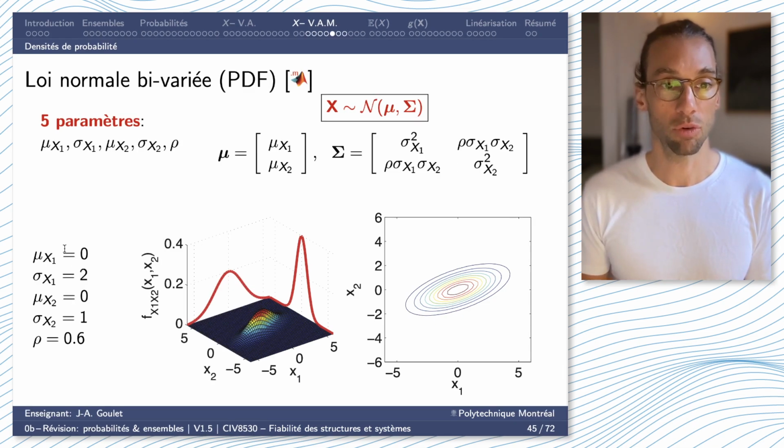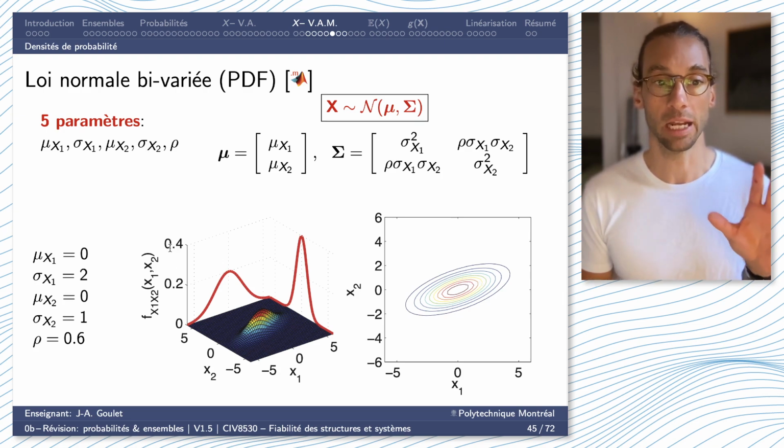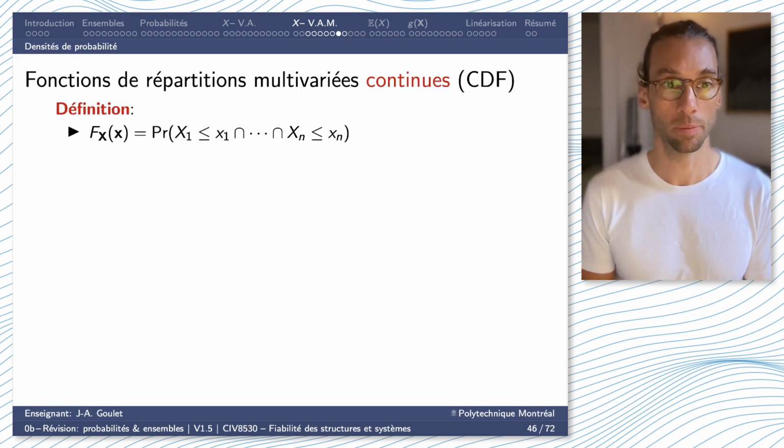And we can see that for these values, where mean values are 0, standard deviation of x1 is 2, standard deviation of x2 is 1, and my correlation coefficient is 0.6, it gives me these marginal PDFs for x2, for x1, and my joint PDF, either represented as a surface or a contour plot. We're going to come back to this example again in detail in module 1.